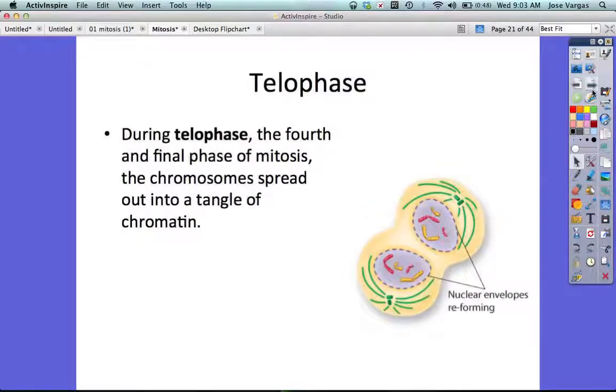In telophase, the fourth and final phase of mitosis, the chromosomes spread out into chromatin. So instead of having this shape, they're going to start to uncoil a little bit. The nuclear envelopes start reforming. We almost have two complete cells. So this is the end of mitosis with almost two complete cells.